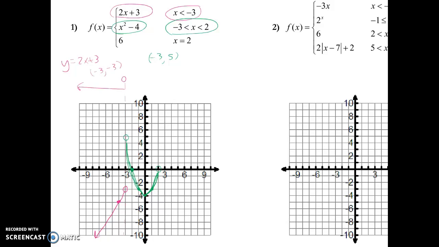All right. And then now for the last piece of graph that I have, it's just 6. And 6 is a constant. And since it's only a single x value of 2, that means it's just going to be the point 2, 6. I put a closed circle there. And that graph is done.